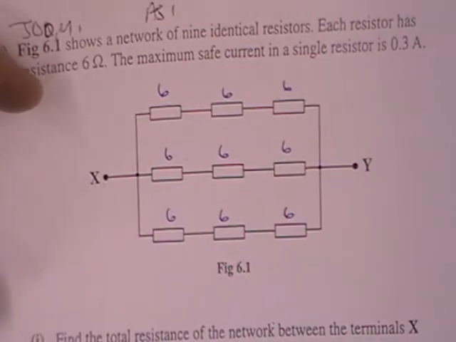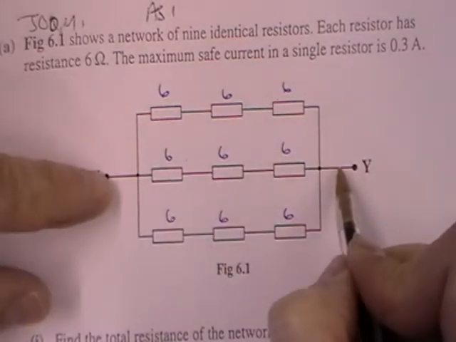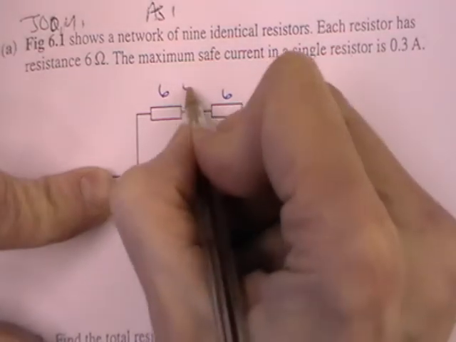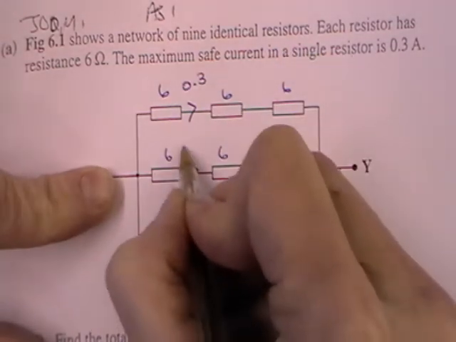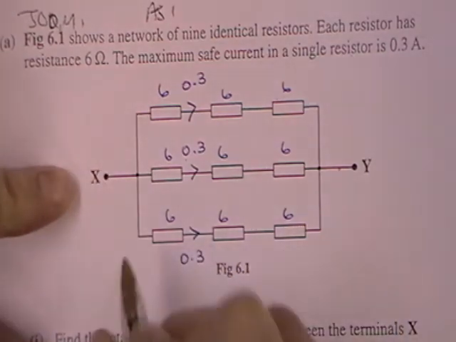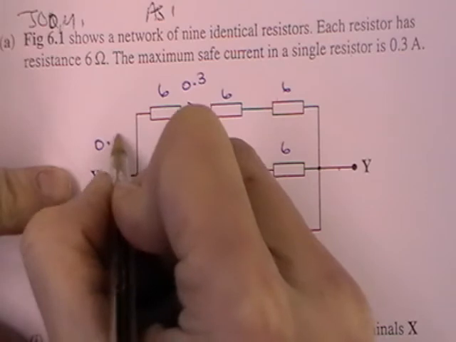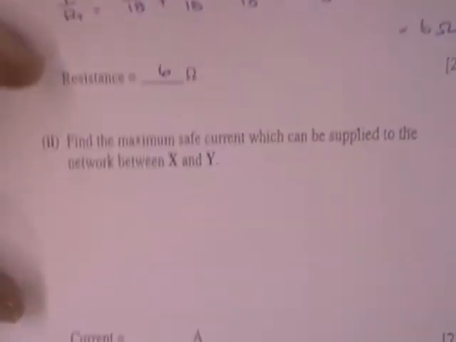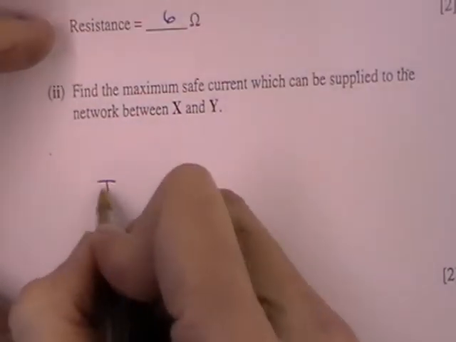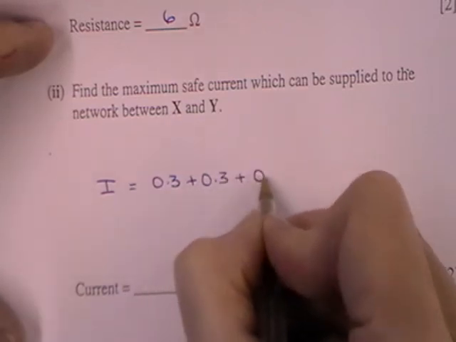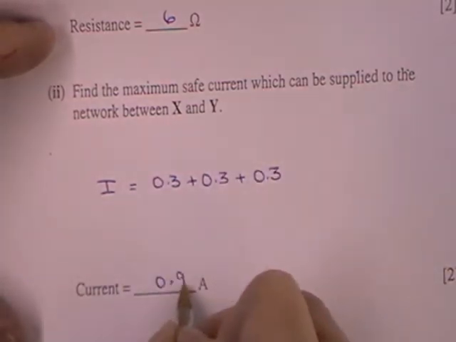The question then asks you to find the maximum safe current between X and Y. You know that for each resistor, the maximum safe current is 0.3 amps. So that means in each line, you can have up to 0.3 amps, and therefore going into your circuit, you must have 0.3 plus 0.3 plus 0.3, which is 0.9 amps. So the answer to that is the total current is 0.9 amps.